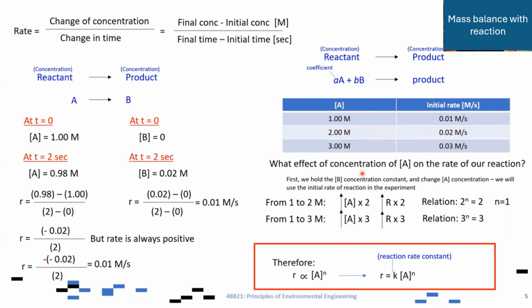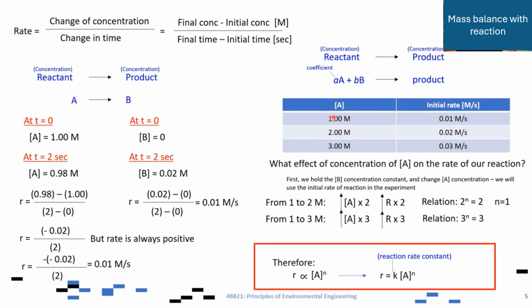All right, so what is the effect of the concentration of A on the rate of our reaction? In this case, we can see from the experimental results, if you look at this point here, from 1 molar to 2 molar, what happens to the initial rate of reaction? From 1 to 2 molar, the increase is 2 times, right? 2-fold. So the concentration increases by 2 folds, and the initial reaction rate is also increased by 2 folds, as you can see from here. You can see the times 2 and times 2 for the reaction rate as well.